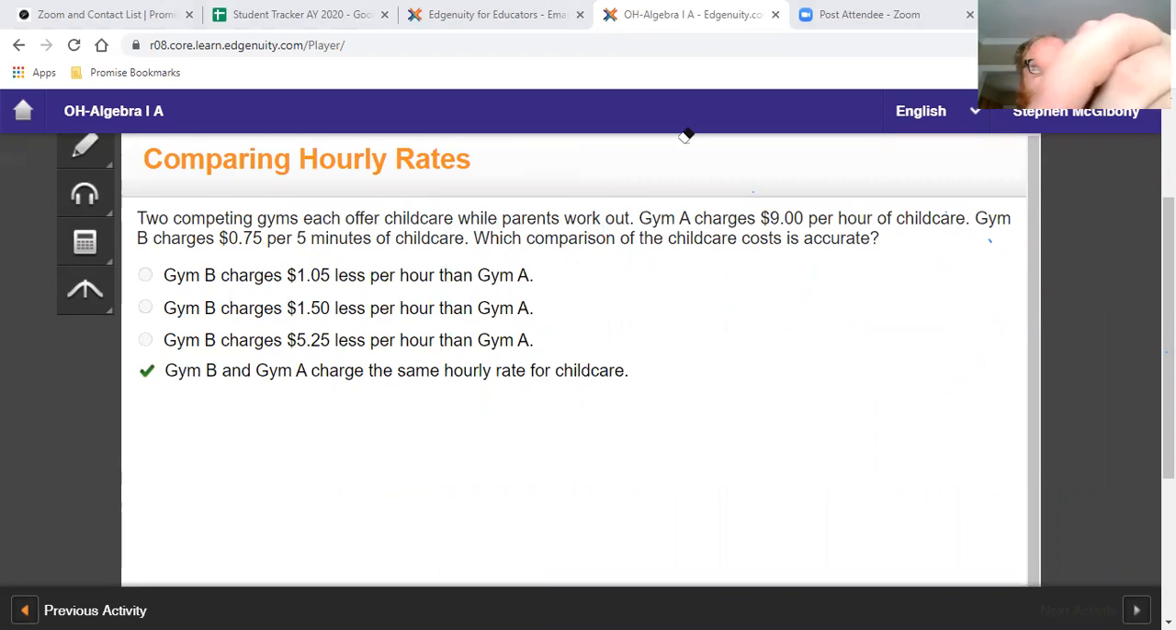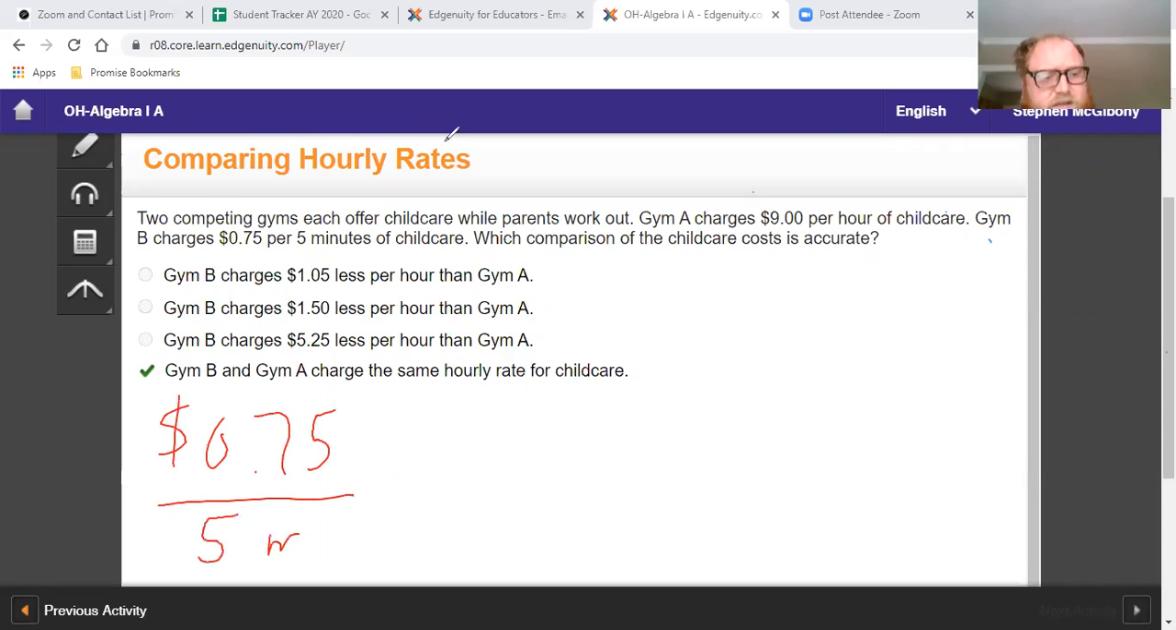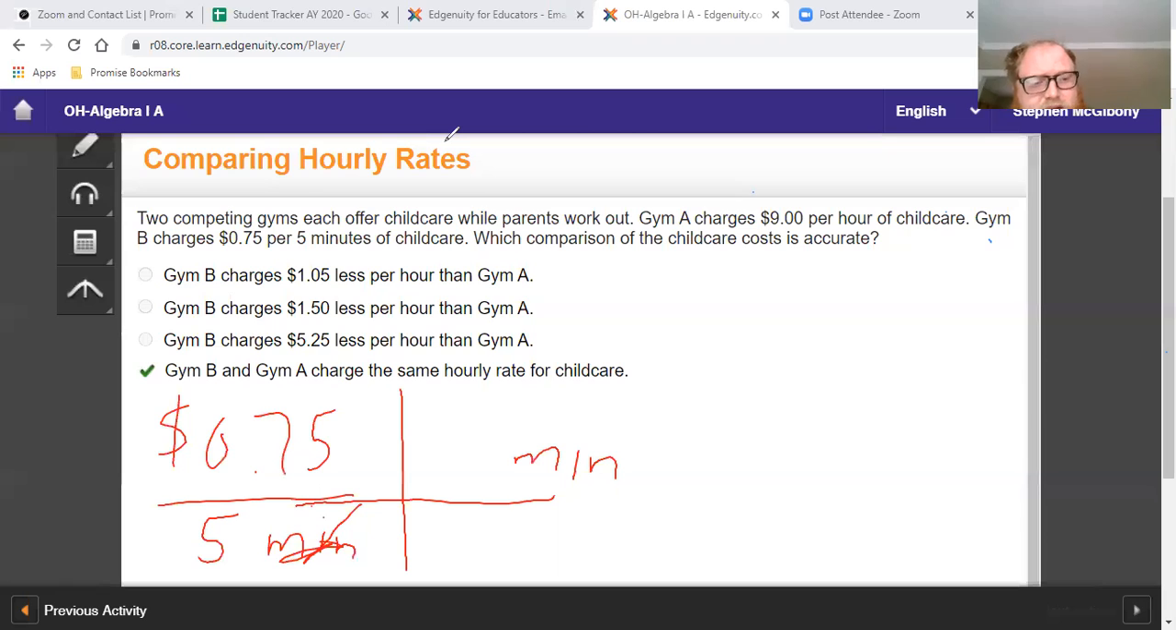All right, so let's start with Gym B. Gym A is already in dollars per hour, and that's probably a more reasonable way to look at the problem. Gym B is $0.75 or 75 cents per 5 minutes of childcare. Now we want to convert this into dollars per hour. So we don't want minutes, we want hours. That means we want minutes on top, so we can cancel out the minutes. And there are 60 minutes in 1 hour.